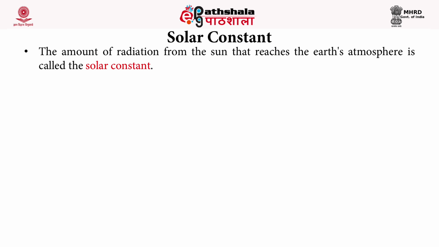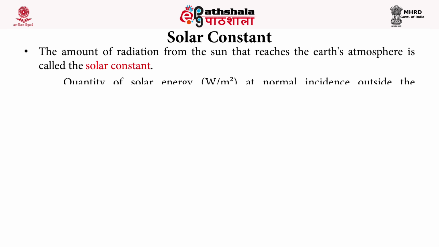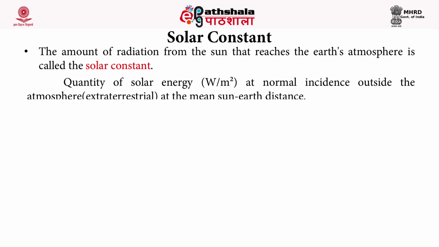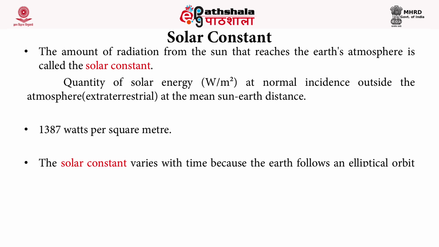What is the solar constant? The amount of radiation from the sun that reaches the earth's atmosphere is called the solar constant. The quantity of solar energy at normal incidence outside the atmosphere at the mean sun-earth distance is known as the solar constant. It is expressed as watt per meter square. Normally, the value is 1372 watt per square meter.